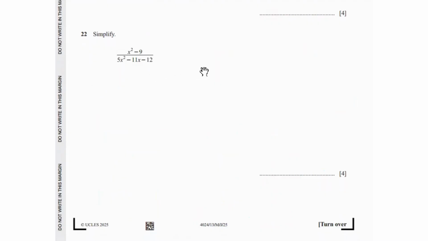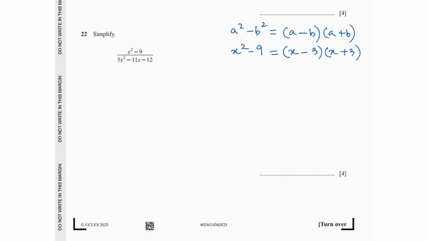Then simplify x squared minus 9 over 5x squared minus 11x minus 12. So we have to simplify this algebraic fraction. In the numerator, we have two perfect squares being subtracted. When we have two perfect squares being subtracted, we can simplify it as a minus b times a plus b. We have x squared minus 9, which means a is x and b is 3 because 3 squared is 9. So x minus 3 times x plus 3. That is your numerator in its simplified form.